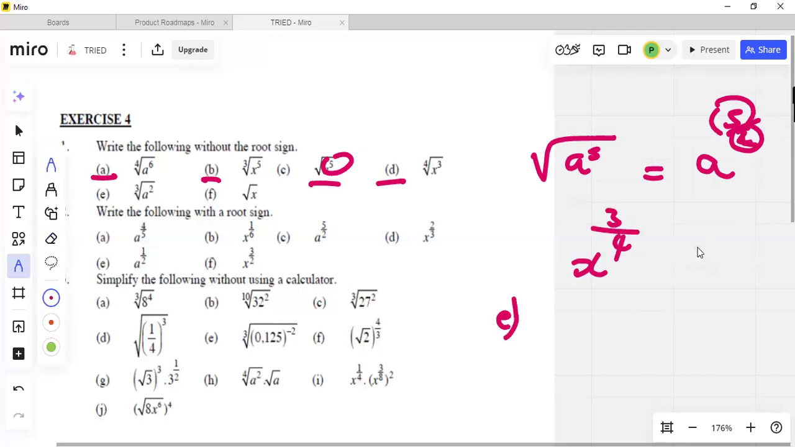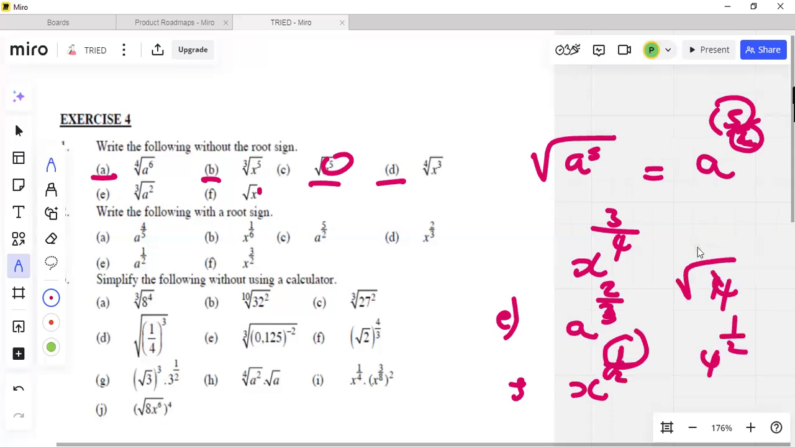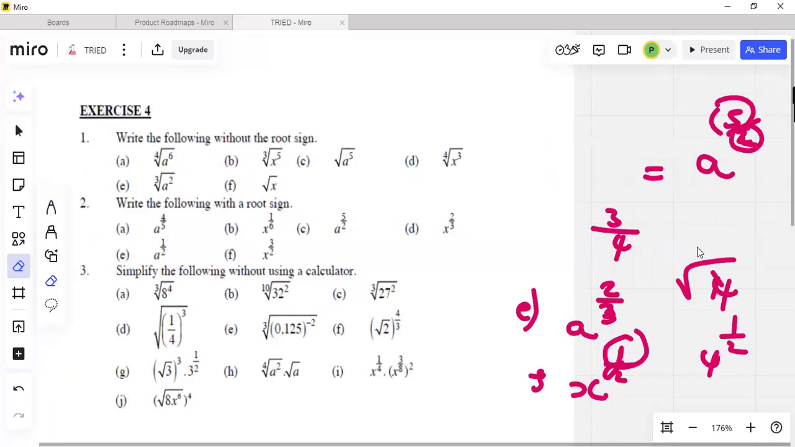Going again to e, it's saying the square root of x, so x exponent of 1 over 2. Where is the 1 coming from? This is the same as x exponent of 1. So we have x exponent of 1 over 2. Basically, that's what it means. So, a clearer idea.